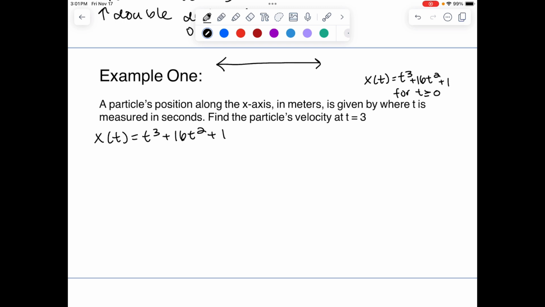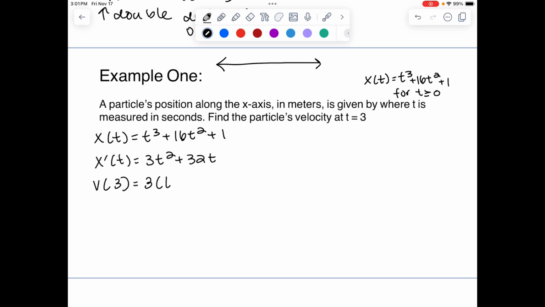Well, to do that, all I have to do is find the derivative of this. So the derivative of x of t is 3t squared plus 32t, and then the derivative of 1 is 0, so that goes away. And so this is the derivative of position, which is velocity.